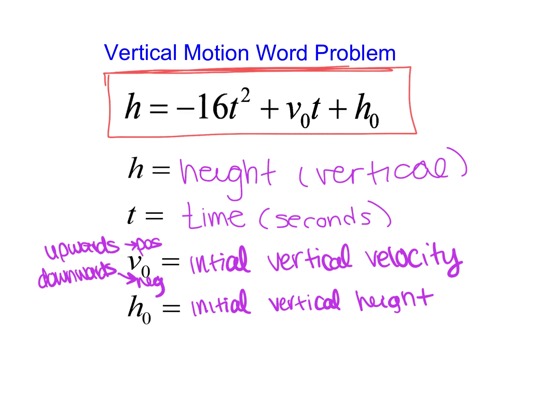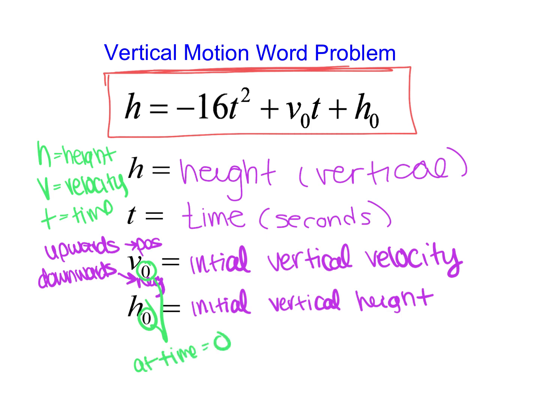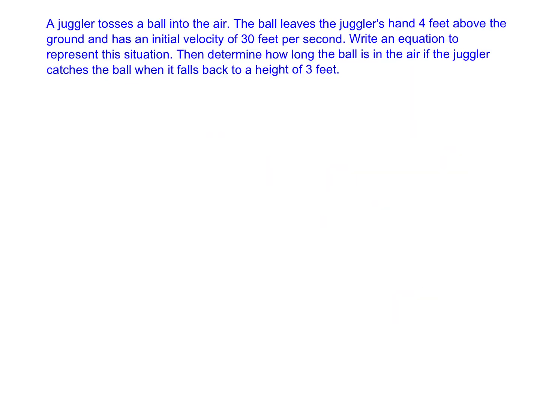A couple of things to note here: anything that has an h in it is representing height. Anything that has a v in it is representing velocity. Anything with a t is representing the time in seconds. And anything with this little 0 is saying this is the velocity or the height at time equals 0. That's why it's called initial velocity and initial height, because it's what's happening at the very start of the problem.